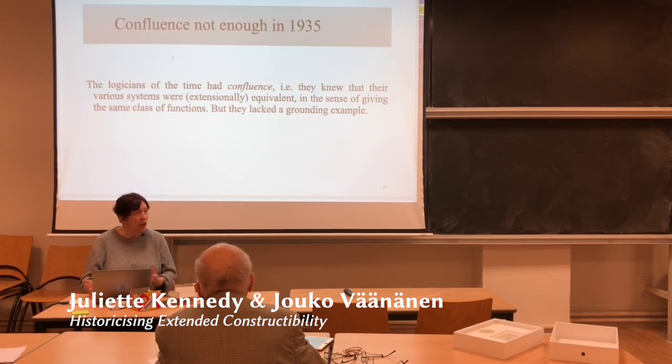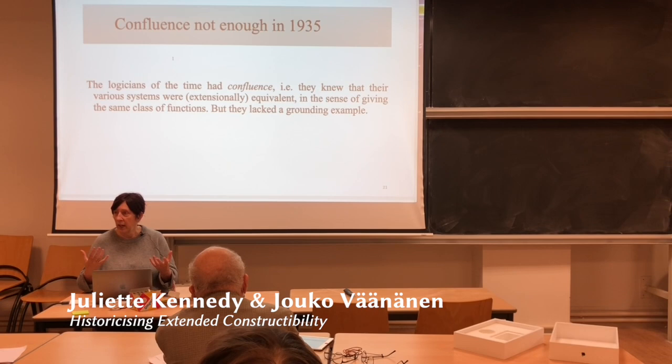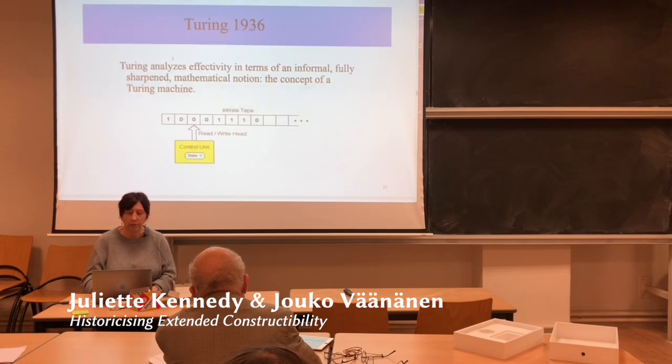Okay, so they had confluence. This is the term that Gandhi uses for extensional equivalence. They knew that all the systems were equivalent extensionally, but they lacked what I called a grounding example, an adequate model. So they hadn't solved the adequacy question. They had just a bunch of different systems that define the same. Okay, so Turing analyzes effectivity in terms of a fully sharpened mathematical notion, the concept of a Turing machine.